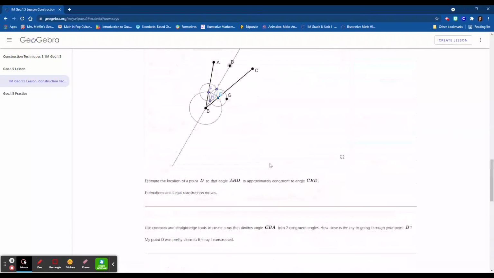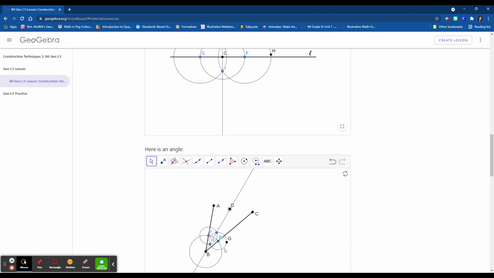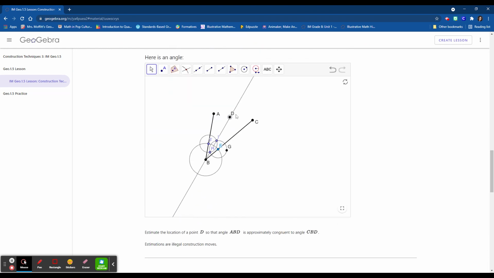All right, I think that's going to do it for the lesson for today. We looked at perpendicular lines, and then we looked at angle bisectors, and really they were following the same kind of process. Okay, make sure you answer the practice problem questions in the Go Formative, and hopefully I will get to see you again soon.